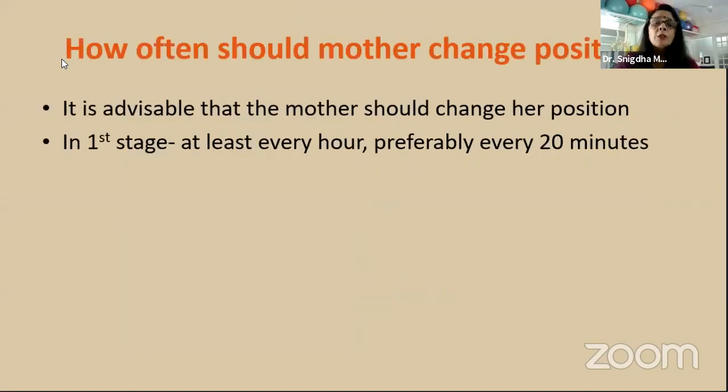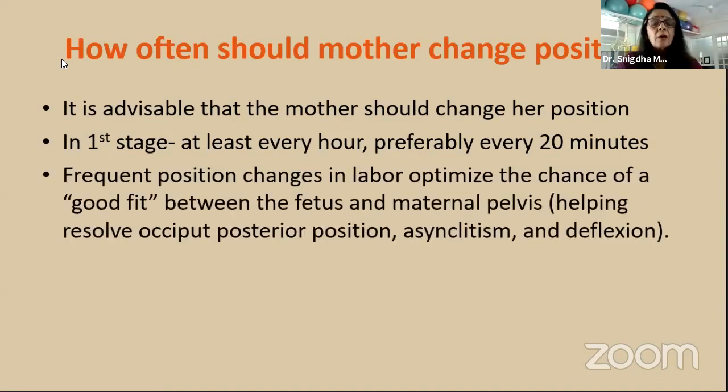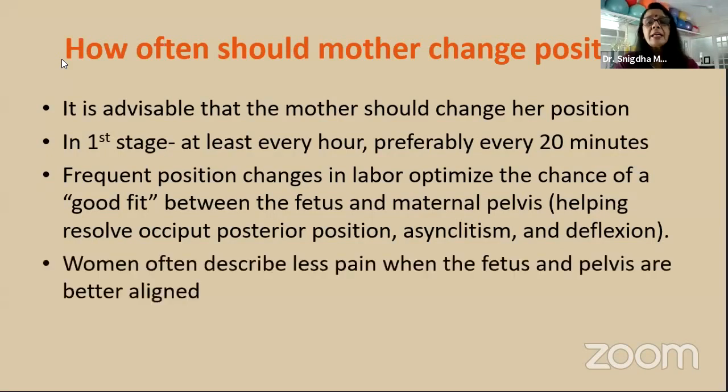So how often should a mother change her position? It is advisable that the mother should change her position in the first stage at least every hour, and preferably every 20 minutes. Frequent position changes in labor optimize the chance of a good fit between the fetus and the maternal pelvis, helping resolve problems like occiput posterior position, asynclitism, and deflection.